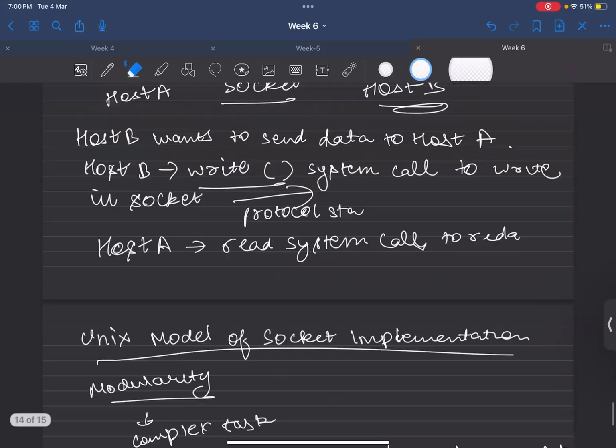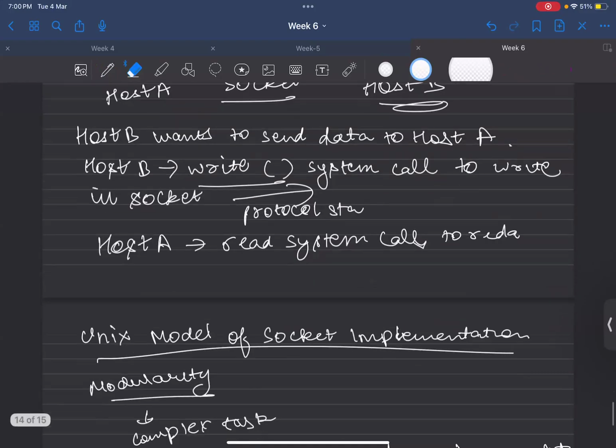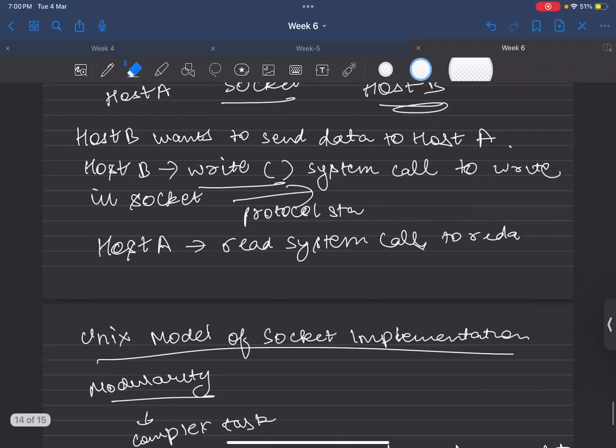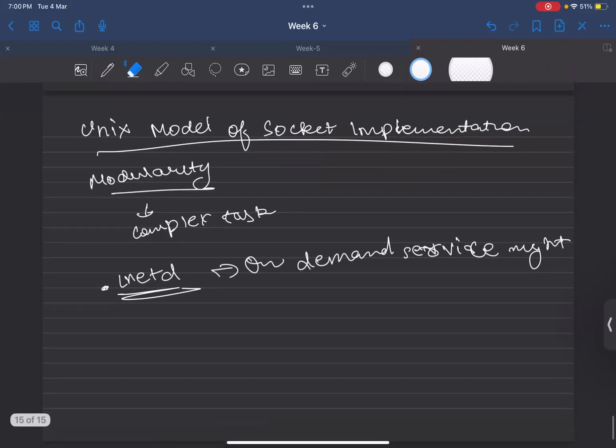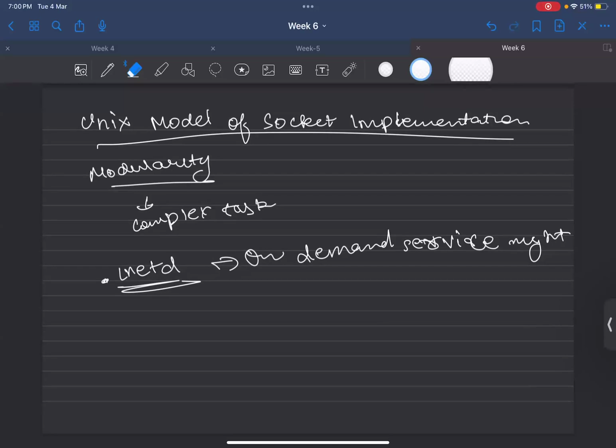This was just an overview that a socket is basically used to connect. We are writing from one end, we are reading from the other end. There are various functions here, and it's the Unix model, in which the complex task is broken into simpler ones, and background processes are running. It's basically an on-demand service. It starts only when the specific service is needed, not otherwise. This is how it will work, though I'll come to that, don't worry about that.